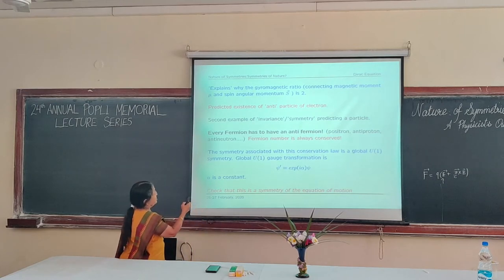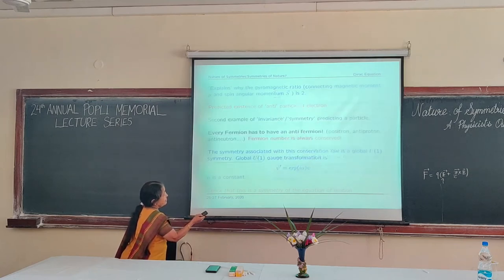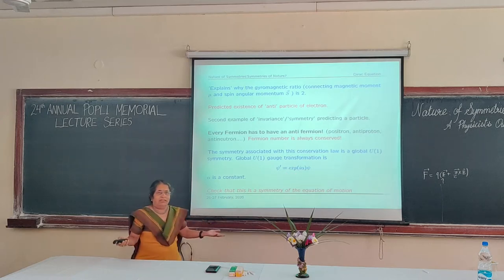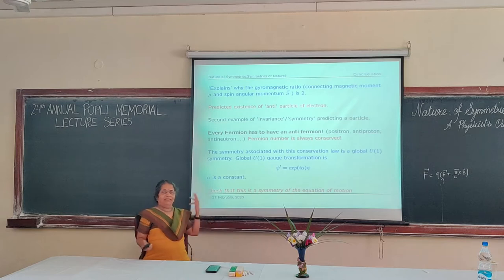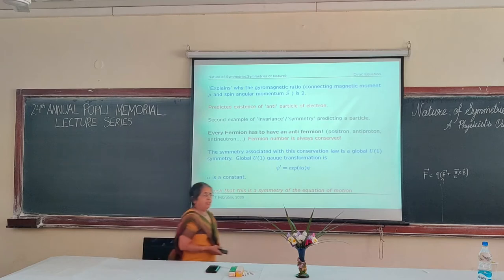Now this equation of motion is actually invariant under a gauge transformation like this. You change it, and this is just an exponential of i alpha. Do a phase transformation, the equation will remain unchanged. The phase is a constant phase, I can take it out. So this is an invariance, and actually this invariance guarantees that the fermion number is always constant.